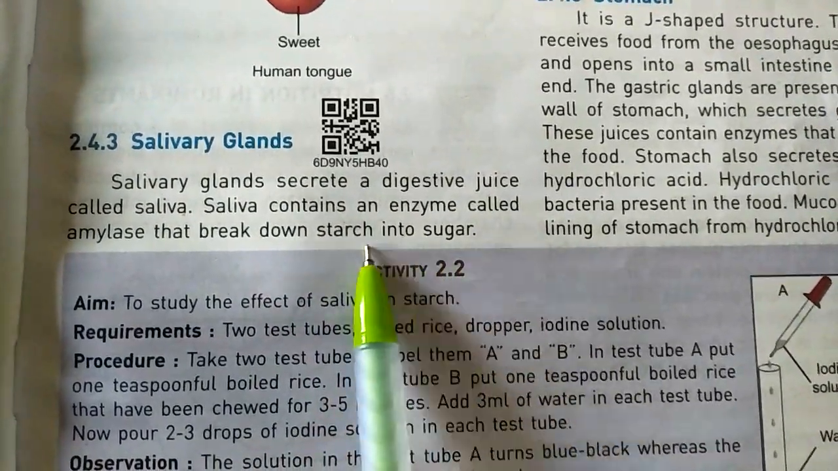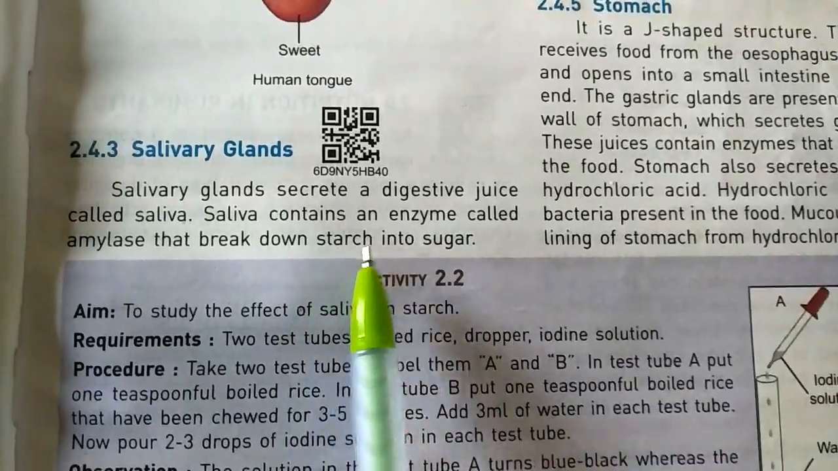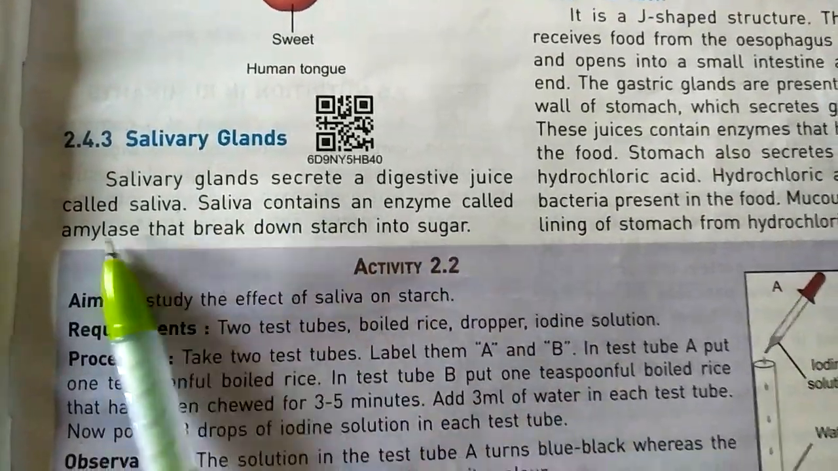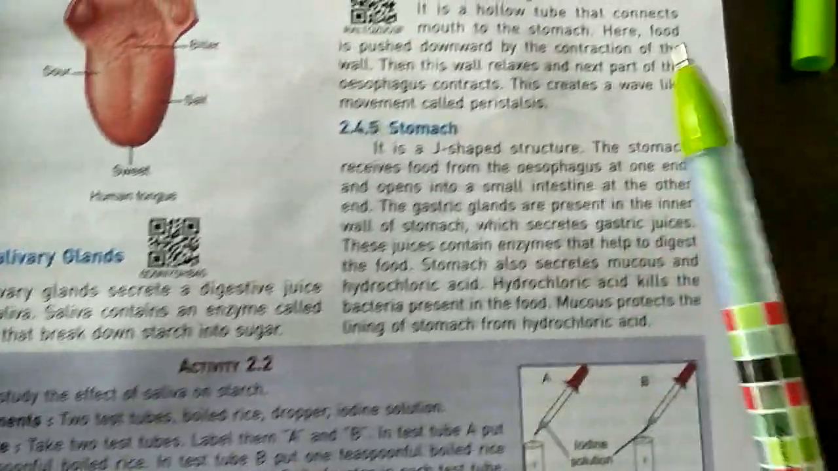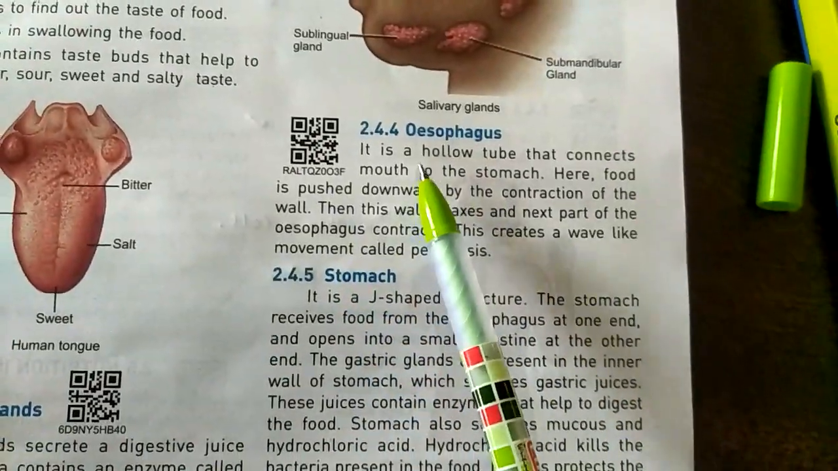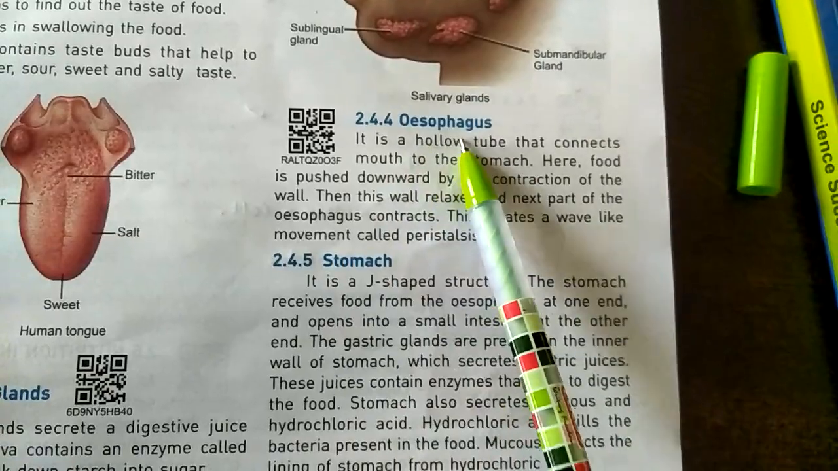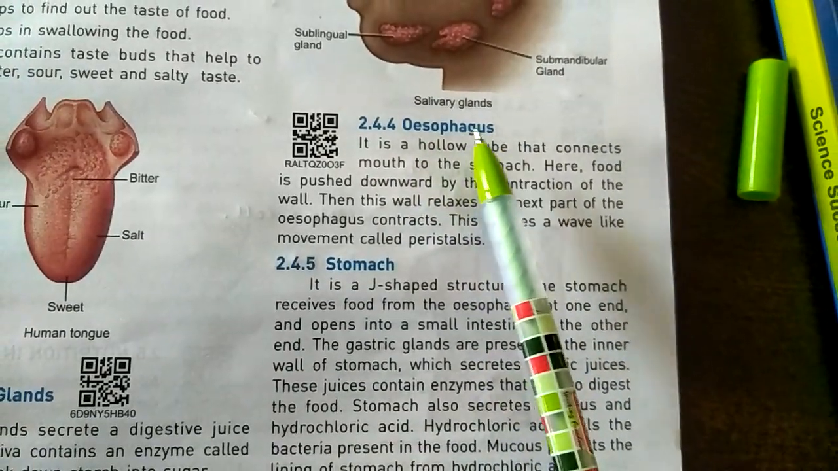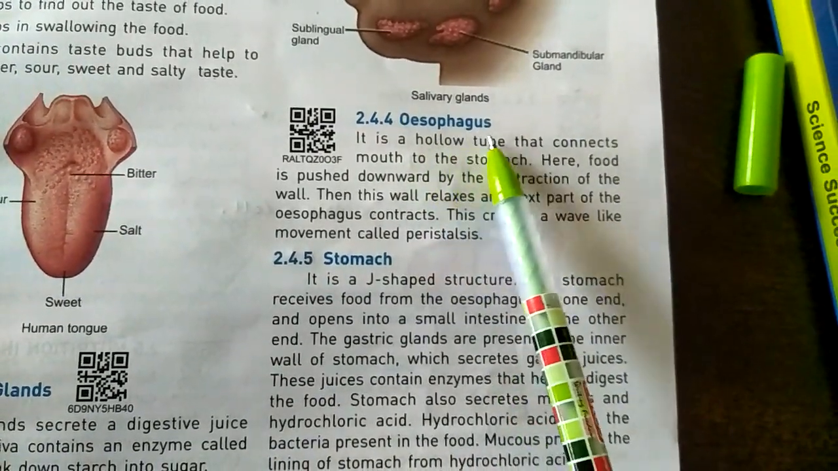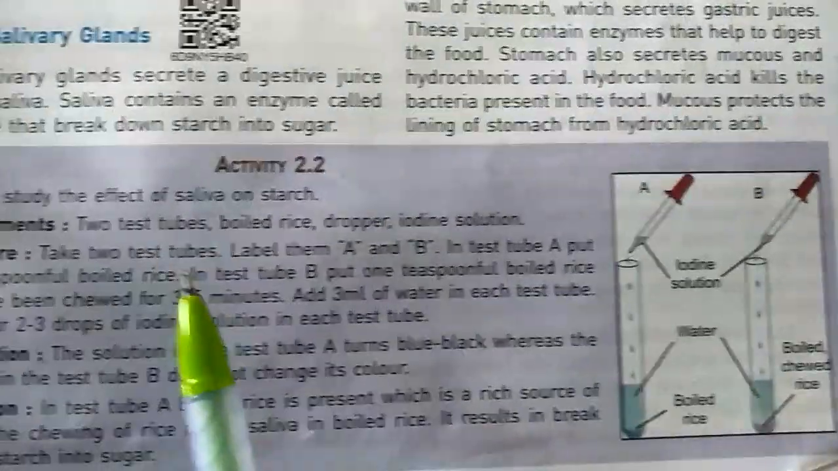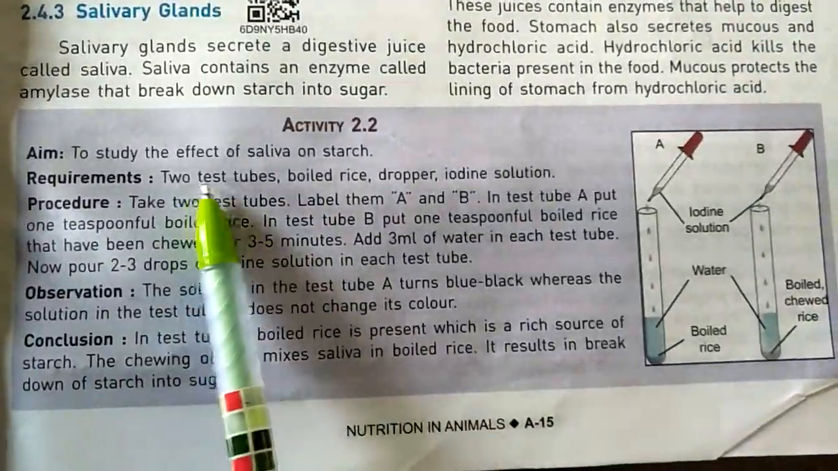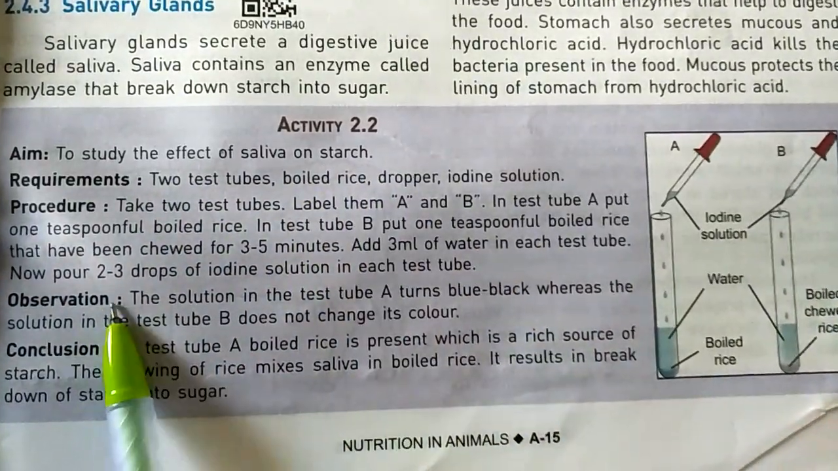So starch is converted into sugar by the help of amylase. Next is the esophagus, which means food pipe. When we swallow the food, it goes to the esophagus, and before that we have to see one activity, that is the effect of saliva on starch.